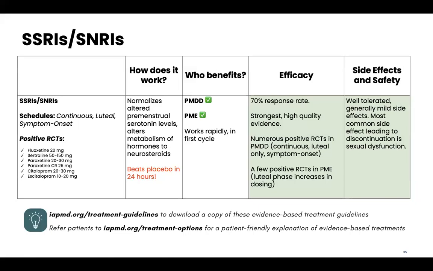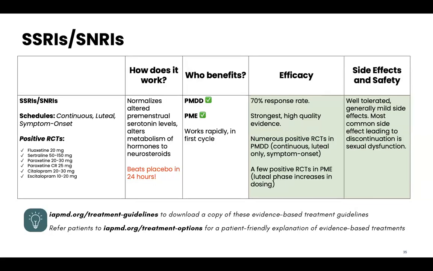You can take the SSRI or SNRI continuously across the whole cycle, right? This is probably most effective for people who do have symptoms all the time that just worsen significantly during the luteal phase, right? If there's someone who it's more of a PME pattern, for example, or there's another mental health diagnosis that's also being treated with the SSRI, we want to make sure we're not under-treating someone by only using luteal or symptom onset dosing. So for someone like that, continuous dosing would be most appropriate.